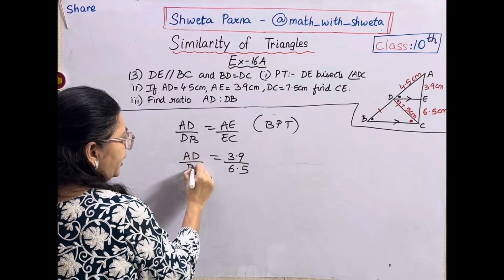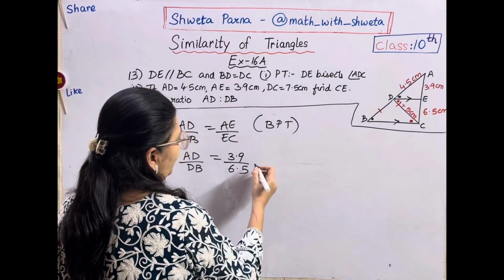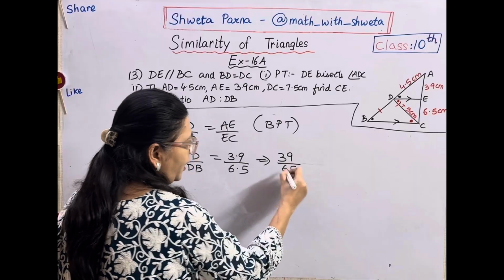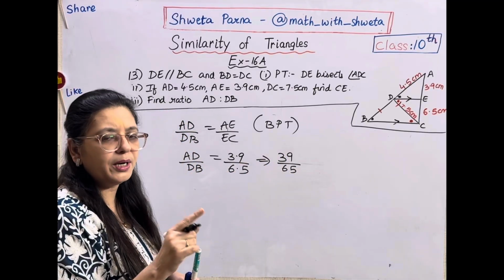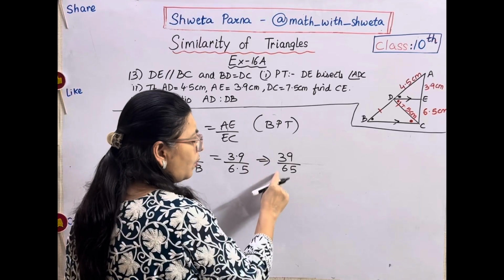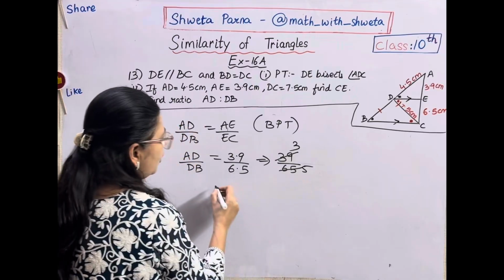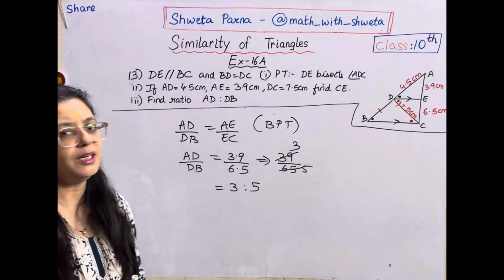Correct? So AD upon DB is equal to 3.9 upon 6.5, which can be written as 39 upon 65, because both the numerator and the denominator have one decimal place. Now both go in the table of 13, 13 threes are 39, 13 fives are 65. So the ratio is 3:5. Okay, come on, let's go to the next one.